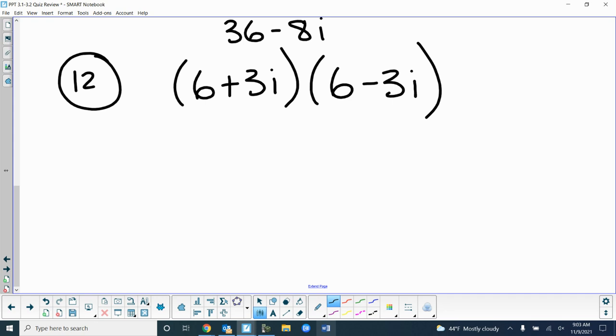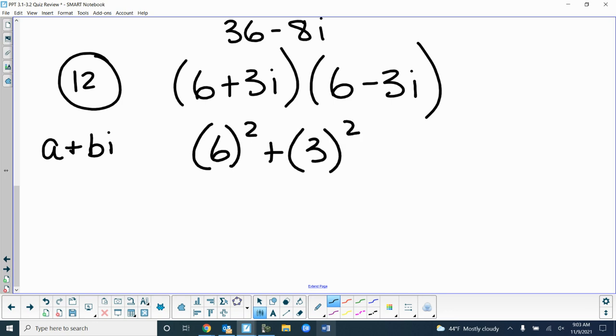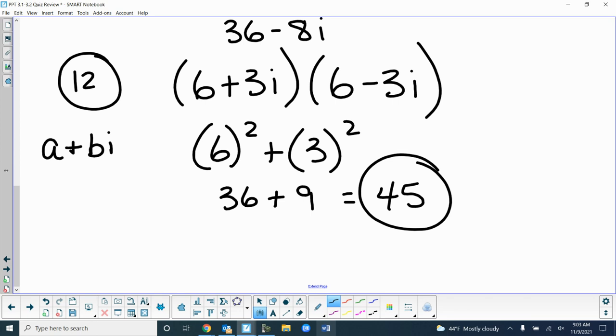What happens to them? They cancel. So what I've told you is take the a part of the complex number a plus bi, the real part, and square it, and the imaginary part, and square it. Don't worry about the i, because the i is going to go away. So that's 36 plus 9. So that's 45, our answer. If you forget that little shortcut, you can just foil it, you'll get the same thing.